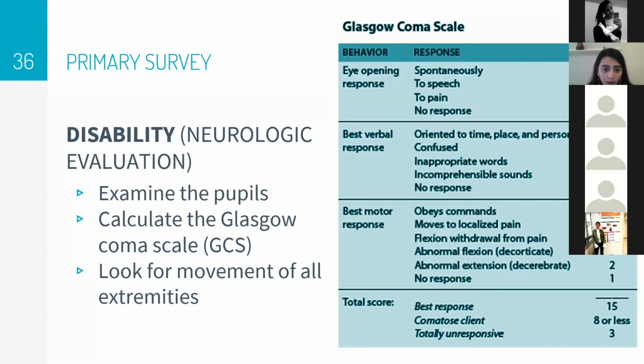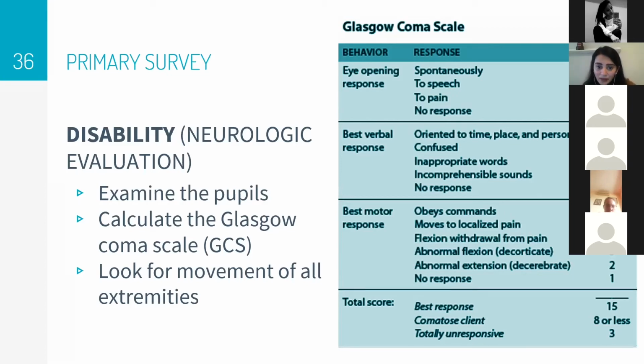The first score is E, the eye-opening response. If they open their eyes spontaneously, they get a 4. If they only open to speech, they get a 3. If they only open to pain, they get a 2. And even if they have no response with eye opening, they still get a 1. So we like to say that even a toaster has a Glasgow Coma Scale of 3, because you get a 1 on each one of these components, even if they're unresponsive.